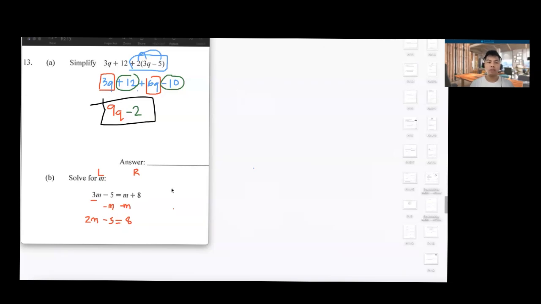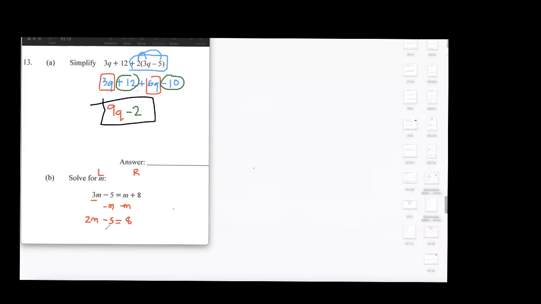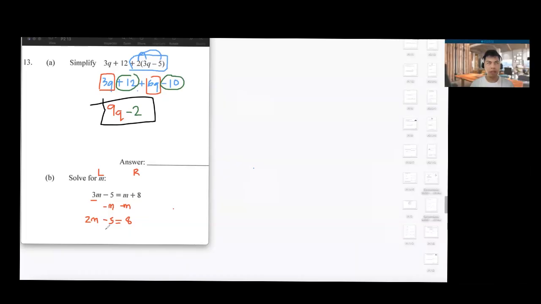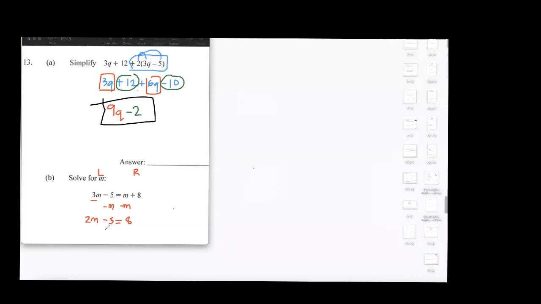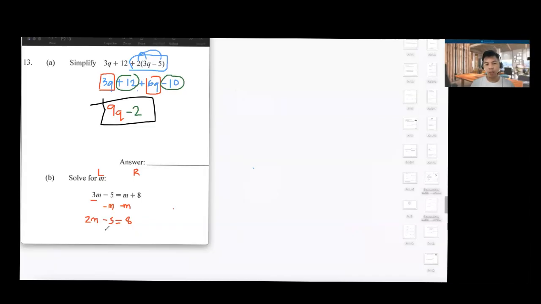Now, we still have a -5 here. What should we do to take that away, to remove that -5? Integer rules. Yeah, integer rules. So we need to add 5. We need to add 5 on both sides.